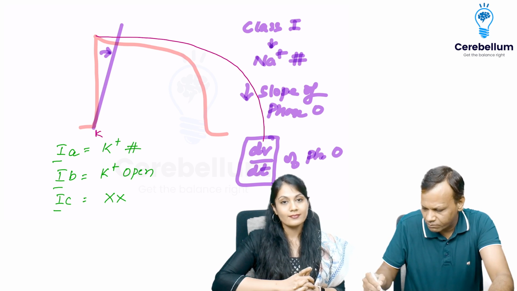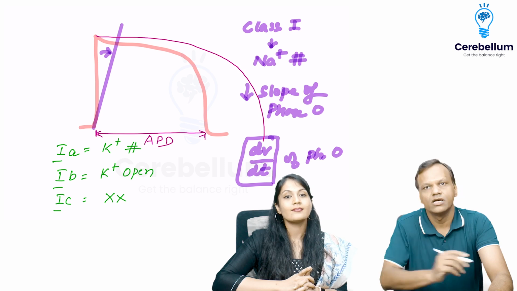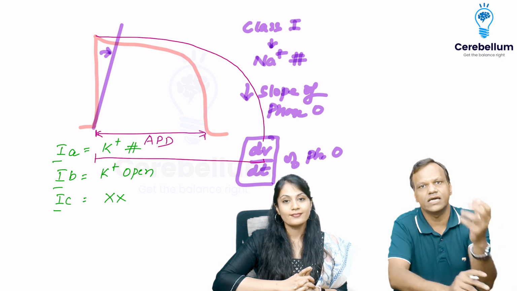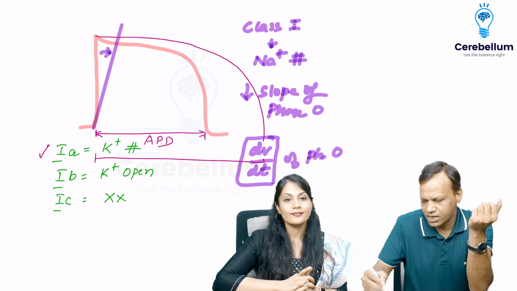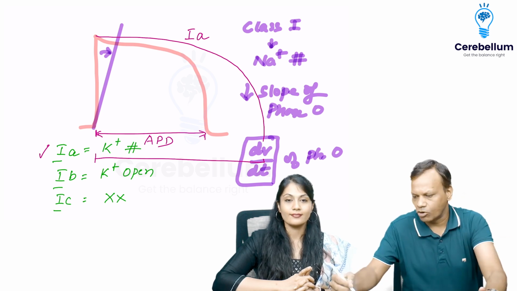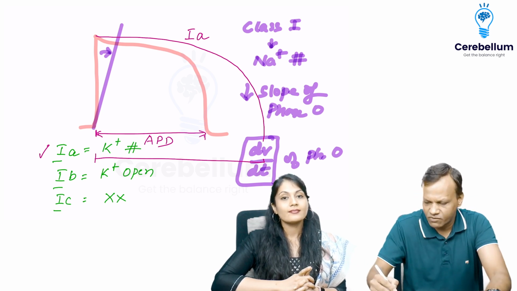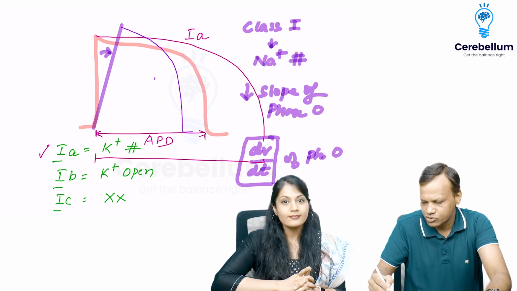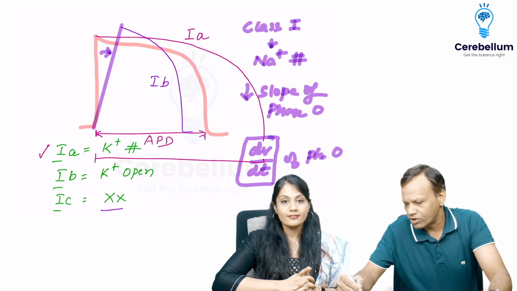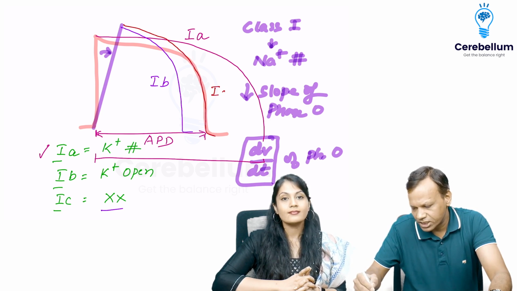And this total time from here to here is called the action potential duration. So how long the action potential lasts? So a potassium channel blocker will increase the APD. So 1A drugs will increase the action potential duration. The others are automatic. So 1B, they are opening, so they will make it faster. So this will be 1B drugs. They will make it faster. And 1C have no effect on potassium, so no effect on action potential. So a 1C drug will have no effect on action potential duration.